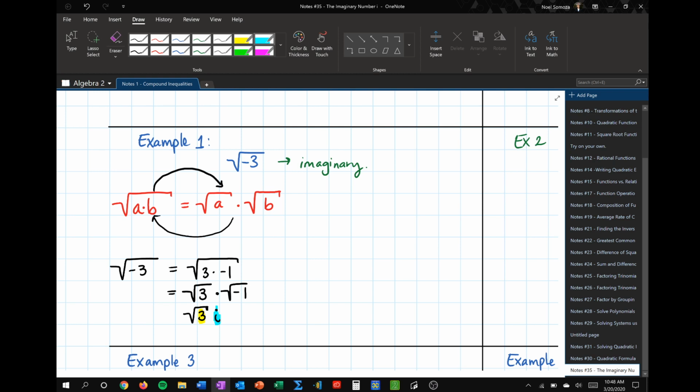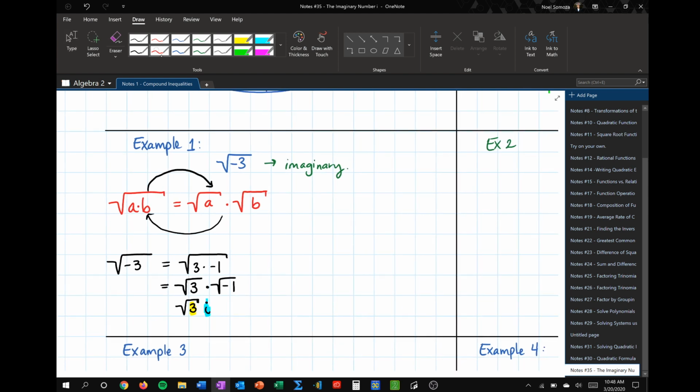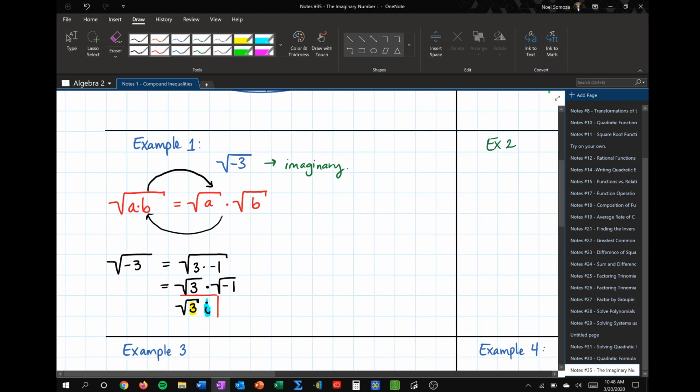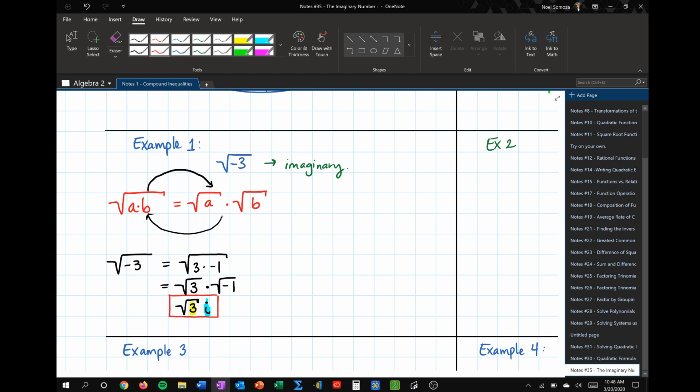Okay, so this is essentially our simplified version, right? This is our solution. All right, let's move on to example 2.